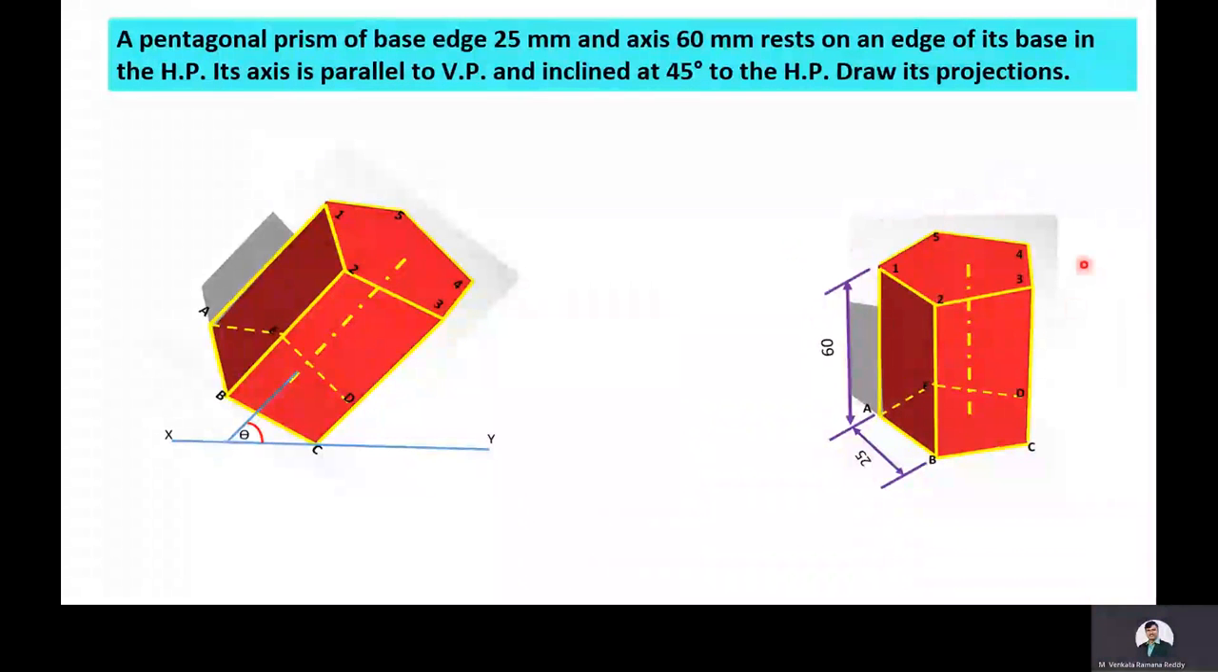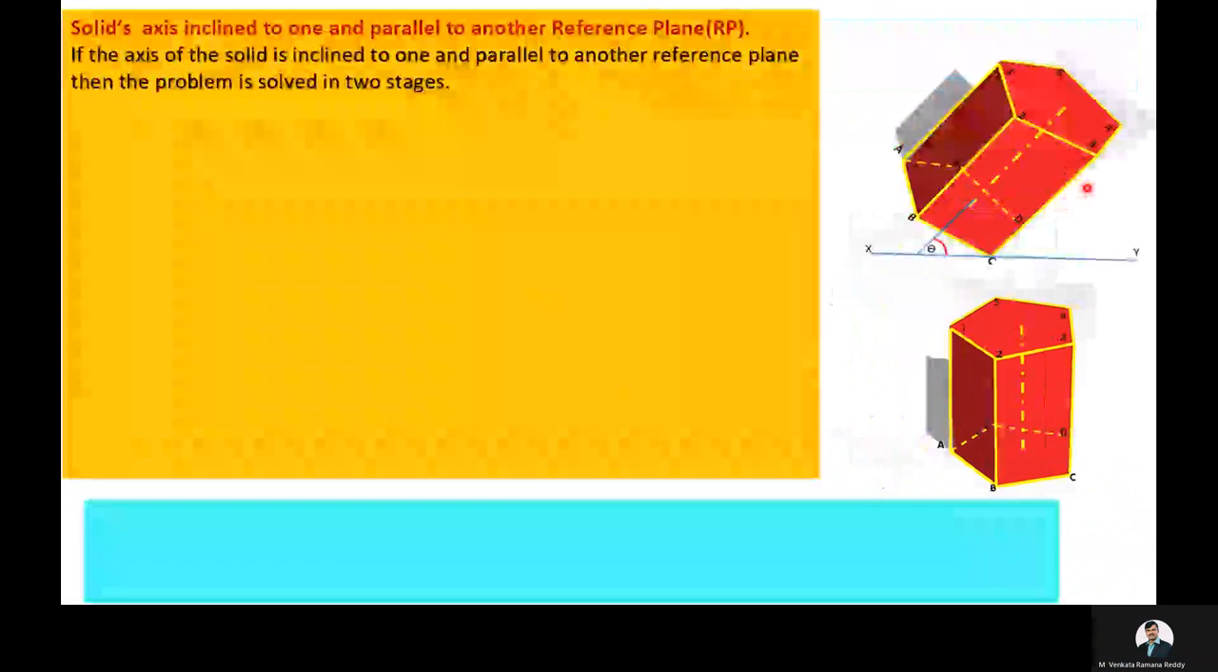Drawing the true shape of the base of the solid is the first step in projection of solids. The given problem comes under solids axis inclined to one plane and parallel to another plane. How to solve this type of problem? That we'll see now. In the present problem, the pentagonal prism is resting on its base side on HP and its axis is inclined to HP and parallel to VP.